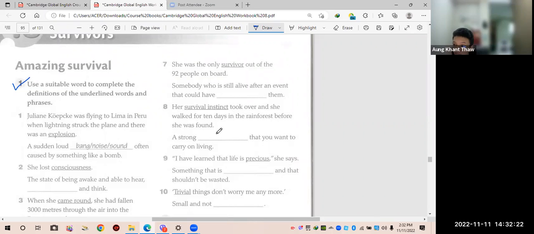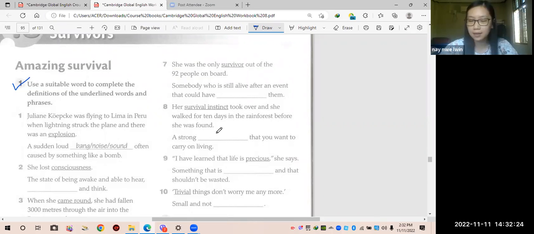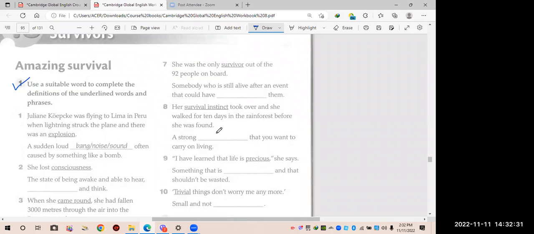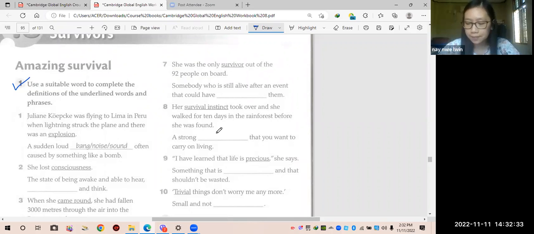Feeling. A strong feeling. Okay, you can answer feeling, or there is another word. Urge. Can you, what did you say? Urge. Yeah. So is there anyone who got a different answer?